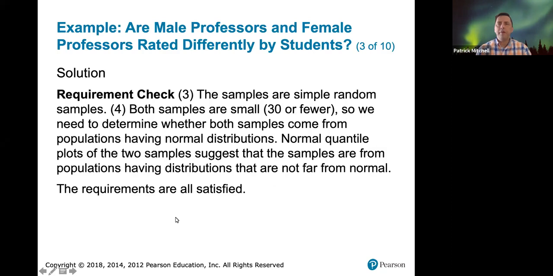Third, the samples are simple random samples, and both samples are small, so we need to determine whether both samples come from populations having normal distributions. And once again, we skip that section on assessing normality. So you've seen before, I've briefly shown you how they do that. They're just asking us to take their word for it that these populations are approximately normal. So all the requirements are satisfied.